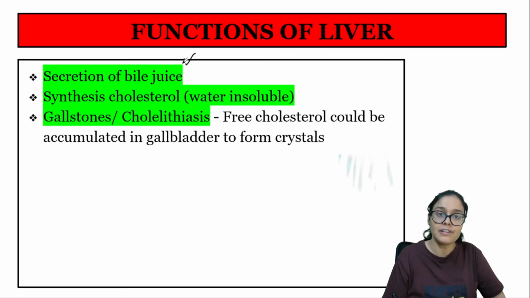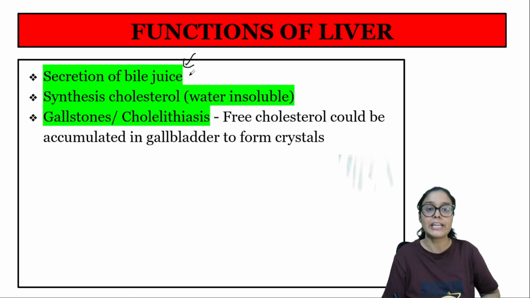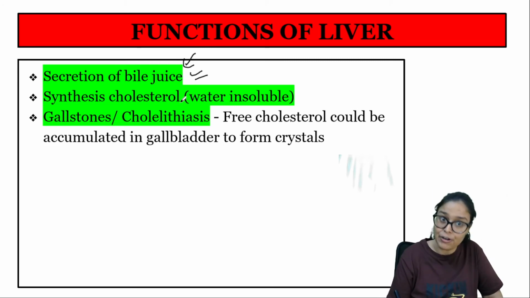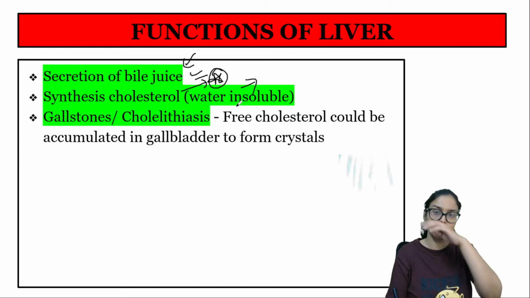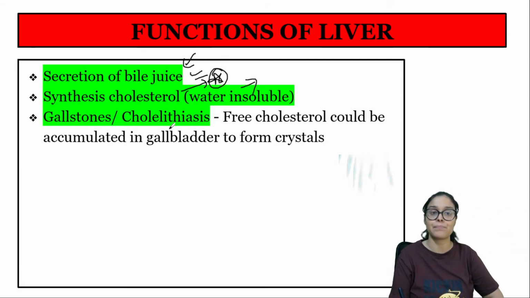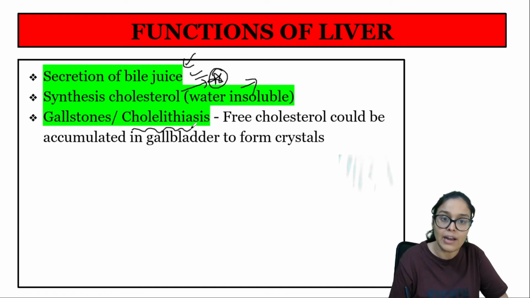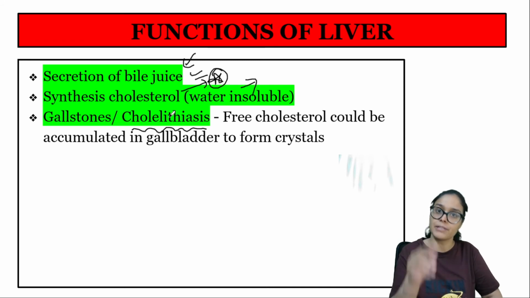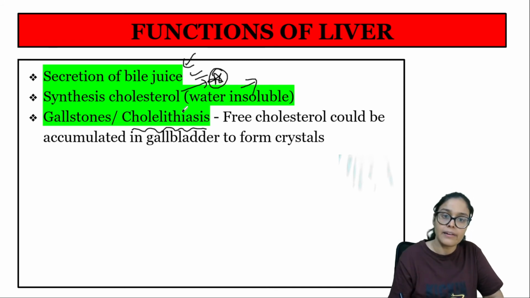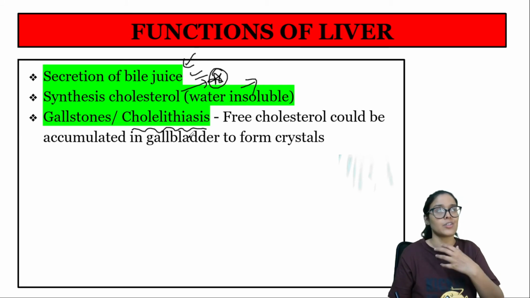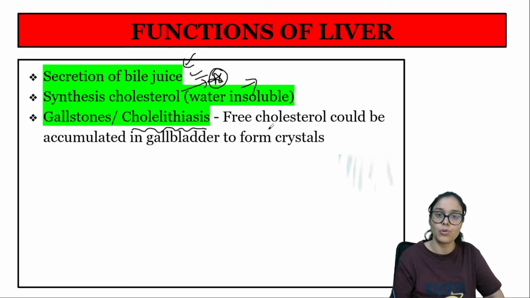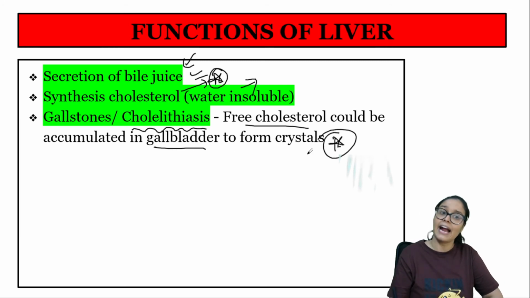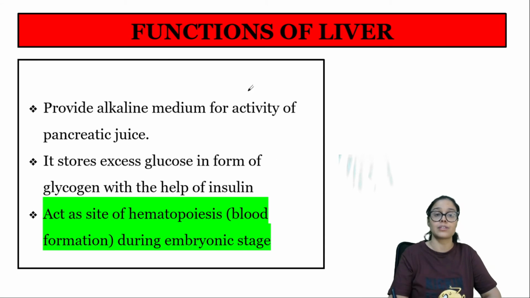So function of the liver. What is the function of the liver? It will secrete bile juice. It will even synthesize cholesterol also. Cholesterol is water insoluble, and the liver synthesizes that too. What is cholelithiasis? Gallstone. Chole means, as I have told you, the term for gallbladder, and lithos means stone. So gallstone: free cholesterol could accumulate in the gallbladder to form crystals, and because of that a gallstone can form.